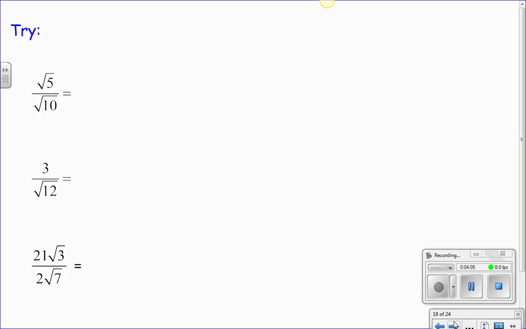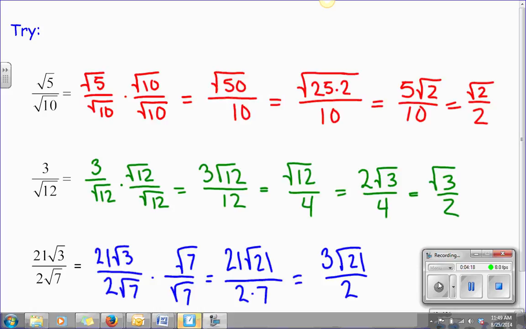Okay, and just a few examples of that then. Here in fact, I'll let you do those. And then you just pause the video and you check them when you're done. Okay? Okay, and here they are, all the solutions worked out.